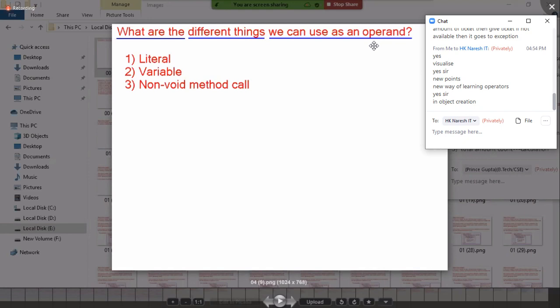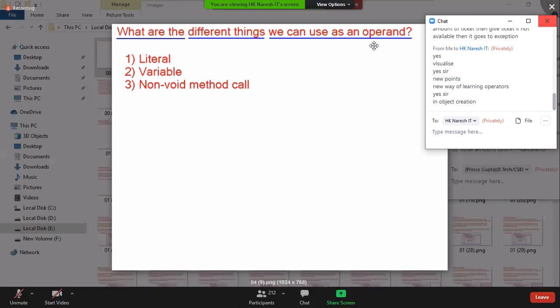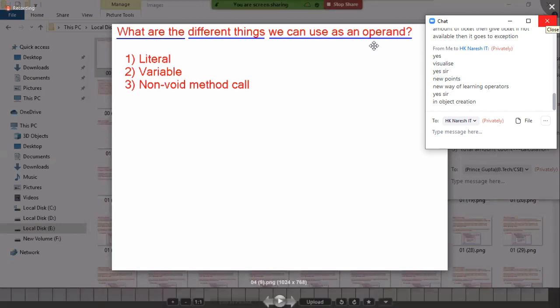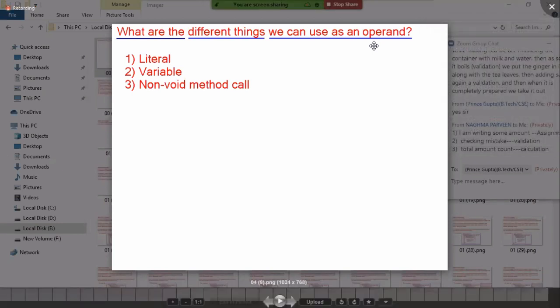Wonderful. The next, fourth point: can I use an expression as an operand? I'm preparing a big expression, with the plus operator I am using 10 times. Can I use an expression as an operand to another operator? Yes, an expression also. So what are the different things we can use as an operand? We can use 4 things as an operand: literal, variable, non-void method call, and an expression.